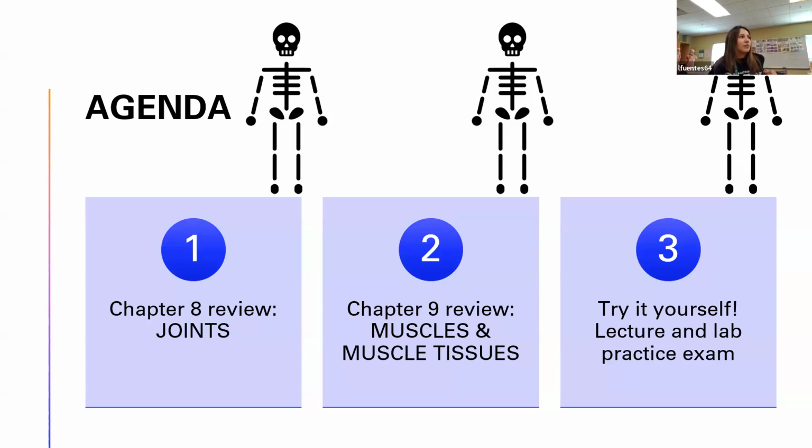For your lab, today we're really only going to be focusing on the lecture portion, but the lab will also cover chapter 10. Chapter 10 is mostly muscle identification. So just know that in the lab portion, you will cover chapters 8, 9, and 10. But for lecture, we're only doing chapter 8, joints, and chapter 9, muscles and muscle tissue.